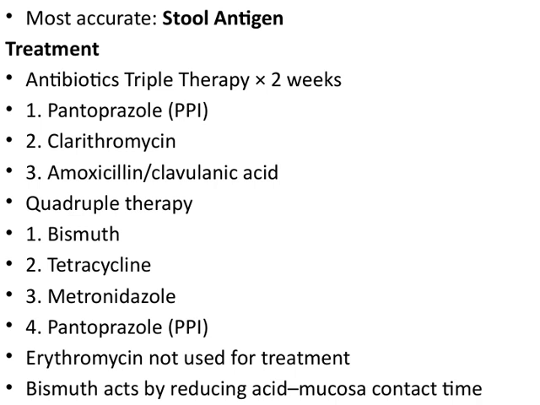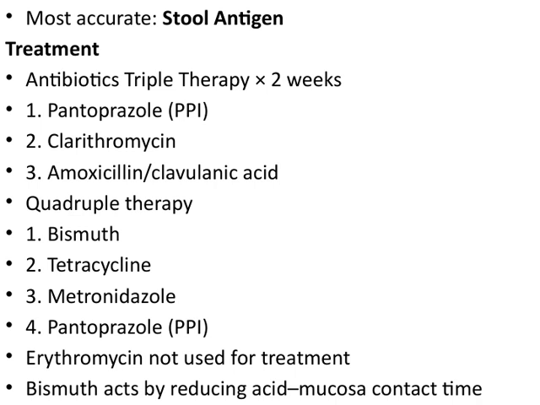The most common regimen is the triple therapy, which typically lasts for about 2 weeks. This includes a proton pump inhibitor, such as pantoprazole, to reduce stomach acid and create a less hospitable environment for the bacteria. Along with that, we use clarithromycin and amoxicillin or clavulanic acid, which work together to eradicate the infection effectively.